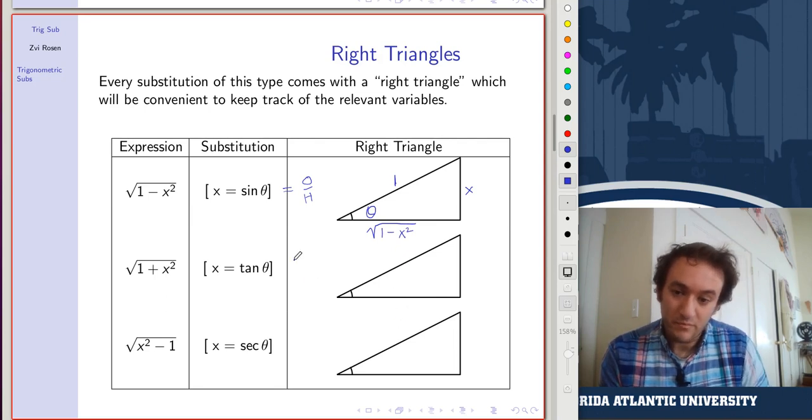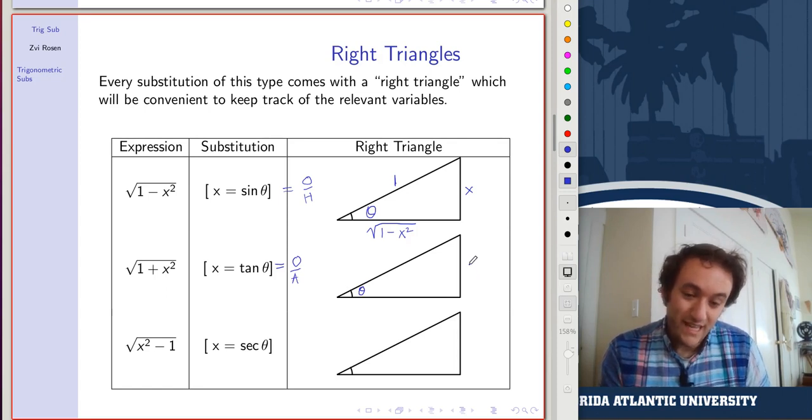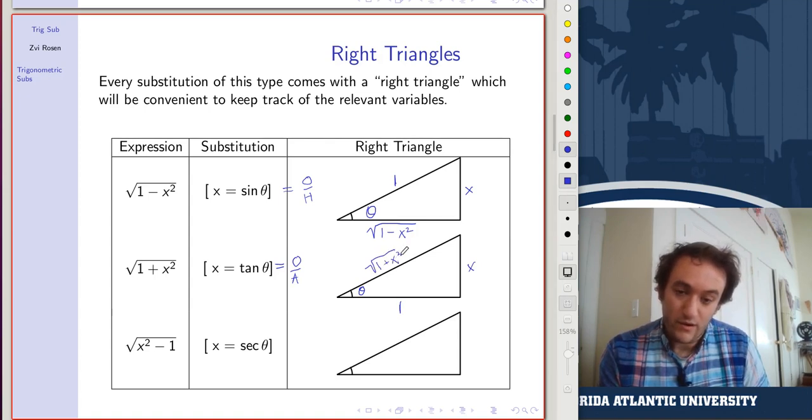By the same token, when we plug in x equals tan theta, tan is opposite over adjacent. We have theta over here, and now we want opposite over adjacent to be equal to x, so we'll call opposite x and adjacent 1. And then the hypotenuse will be the square root of 1 plus x squared.